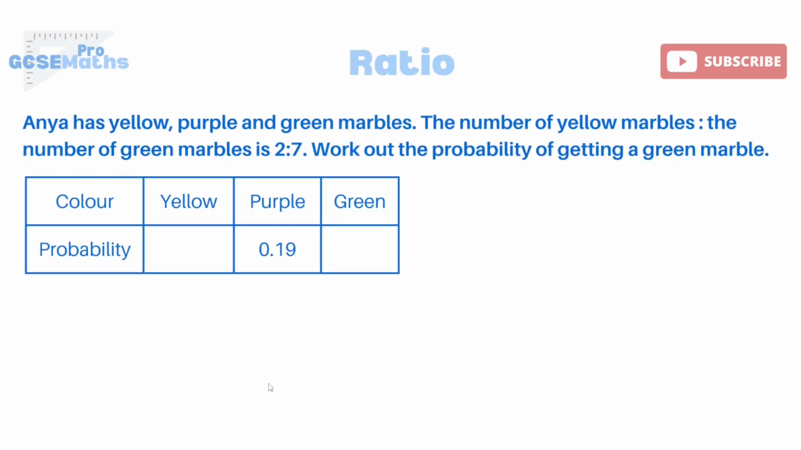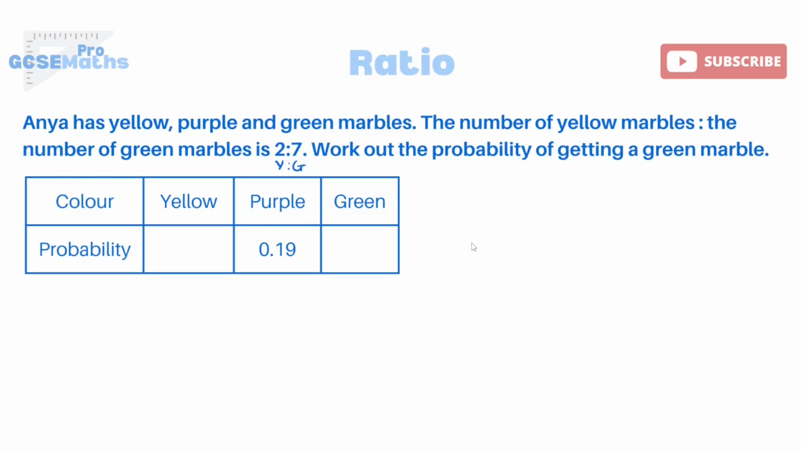So Anya has yellow, purple and green marbles. The number of yellow marbles to the number of green marbles is in this ratio 2:7. So we've got yellow to green. Work out the probability of getting a green marble. So you can see here we've been given the probability of purple, and then the yellow and the green are whatever's left in this ratio.